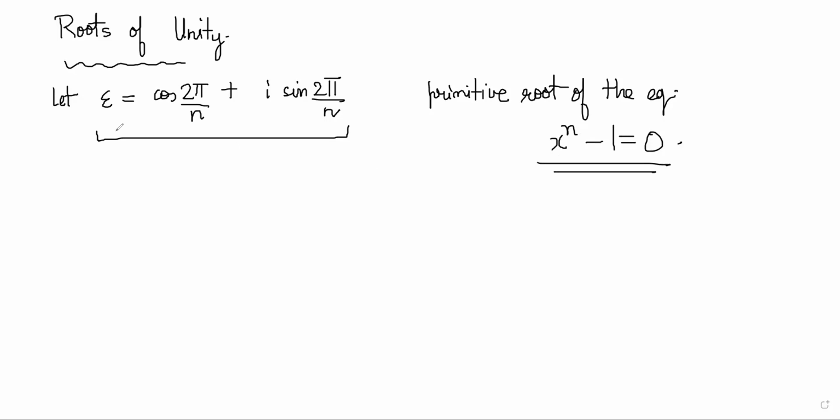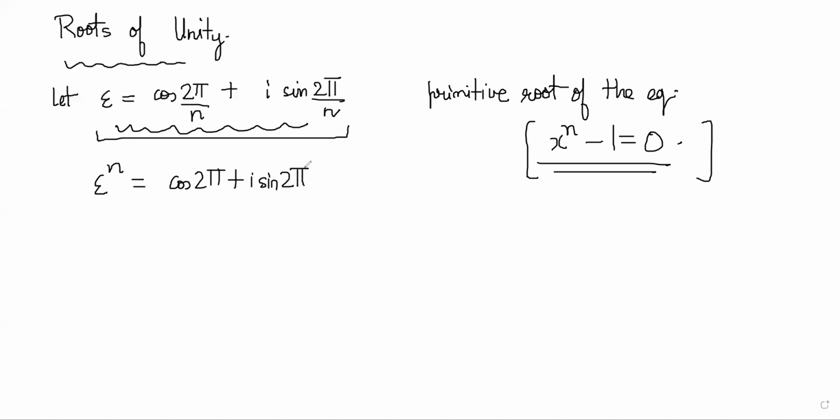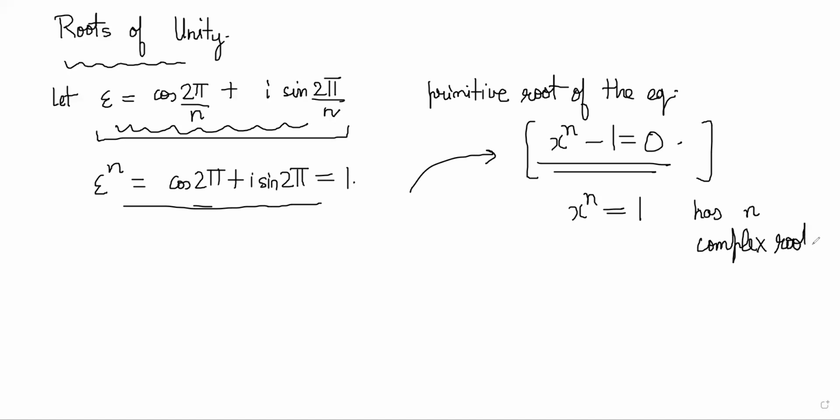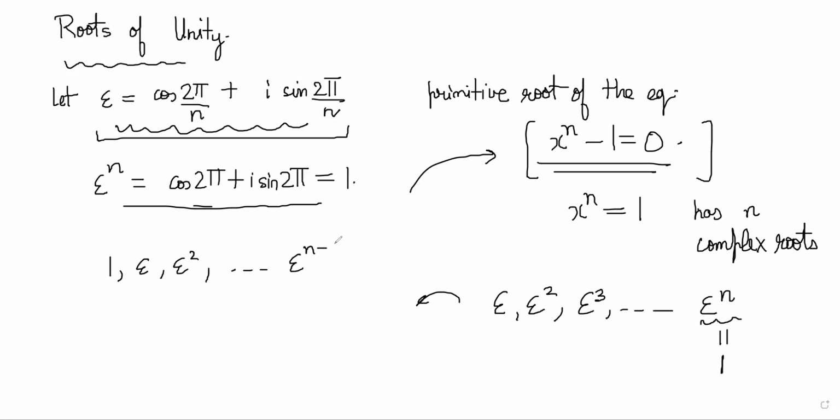So what we can say is this complex number definitely satisfies this equation, because when you raise it to the power n, you will realize that this will become cos 2 pi plus i sine 2 pi by De Moivre's theorem, and that is equal to 1. So that clearly satisfies this equation, right? So the equation x power n is equal to 1 has n complex roots, and these roots can be given by epsilon, epsilon square, epsilon cube, and so on till epsilon power n, which is actually equal to 1, right? So technically, the roots can also be written as 1, epsilon, epsilon square till epsilon power n minus 1.